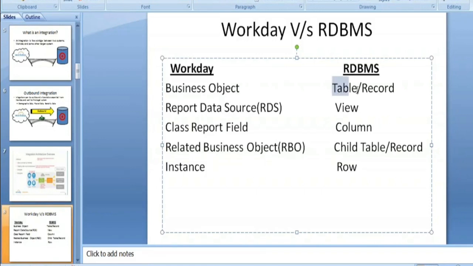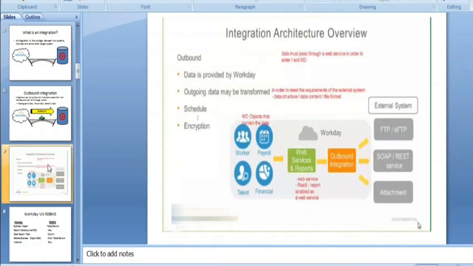Like how a record stores data, in Workday the data will be stored in the form of a business object. A business object contains all the fields, class report fields or columns, and also contains child related business objects, which are called child records. One instance is called a row in RDBMS, but here we call it an instance.